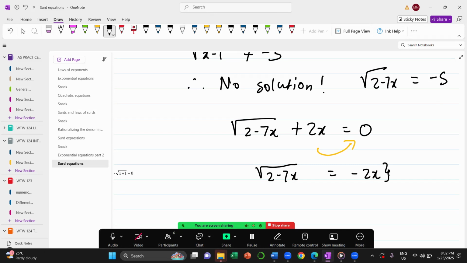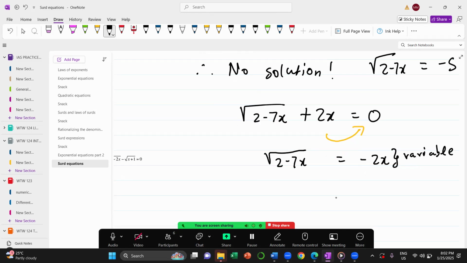This thing is just a variable. Guys, do you agree? Yes, sir. Okay. So therefore, the principle can still hold because this x can be negative. And if it's negative, negative 2 times that negative is going to give me a positive number, which is going to be good.